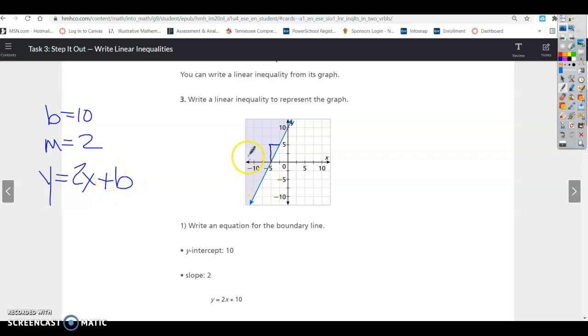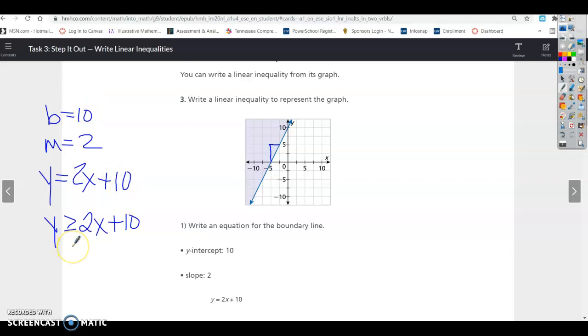Now, we can see that this is shaded above, which means greater than. And we can see that it's a solid line. Remember, a solid line means greater than or equal to, meaning the points on the boundary line are included in the solution. And so we can just fill it in there. I did write b here, y equals mx plus b, instead of mx plus 10. So let's put a 10 here.